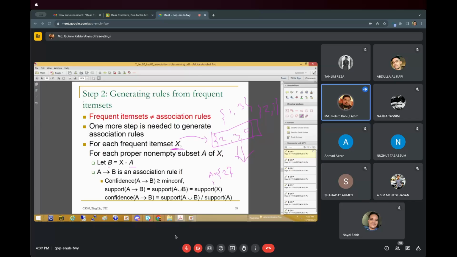If this is our subset A, then in B, what do we have to consider? We have to consider X minus A. This is our X, so X minus A means 2, 3, 5 minus A. A is 2, so what will we get in B? We will get 3, 5. This is set difference, I think we know this. So here are A and B. Now we can say A implies B is an association rule if the confidence of A implies B is greater than or equal to the minimum confidence threshold.